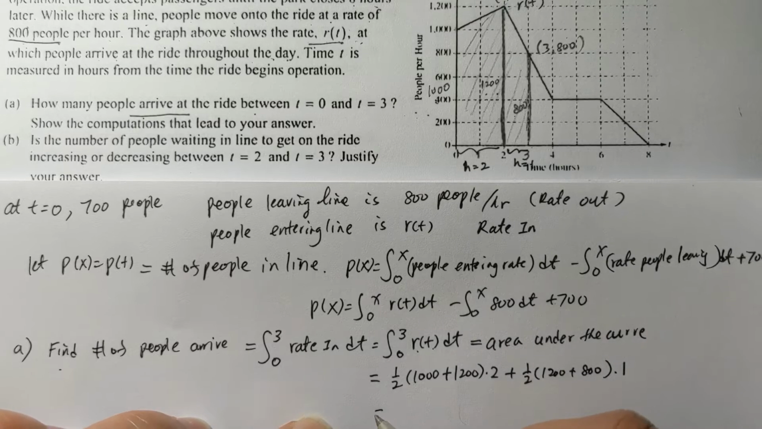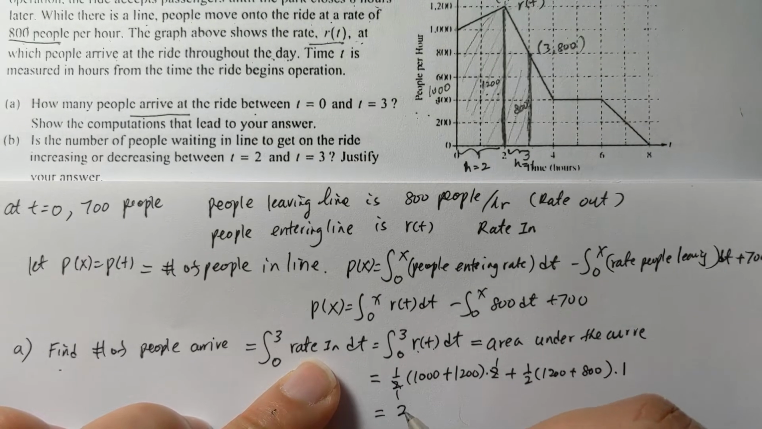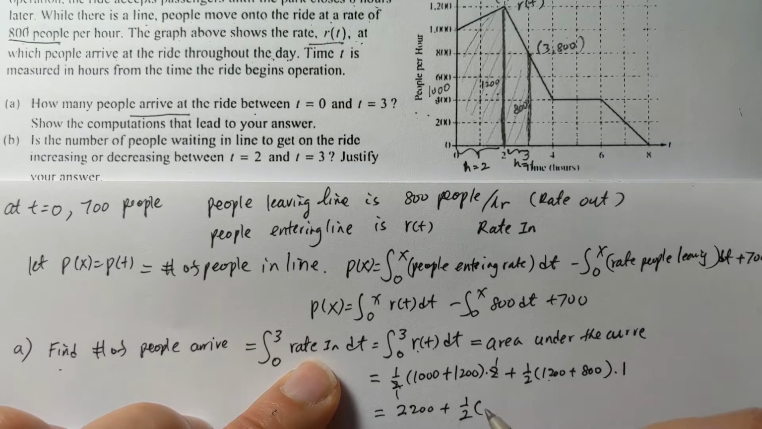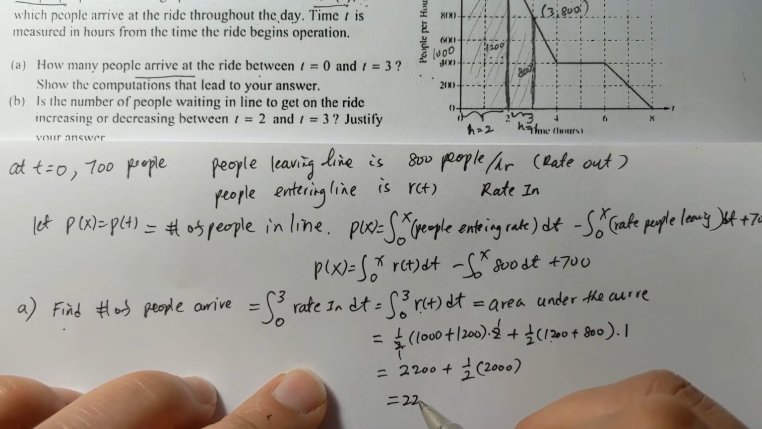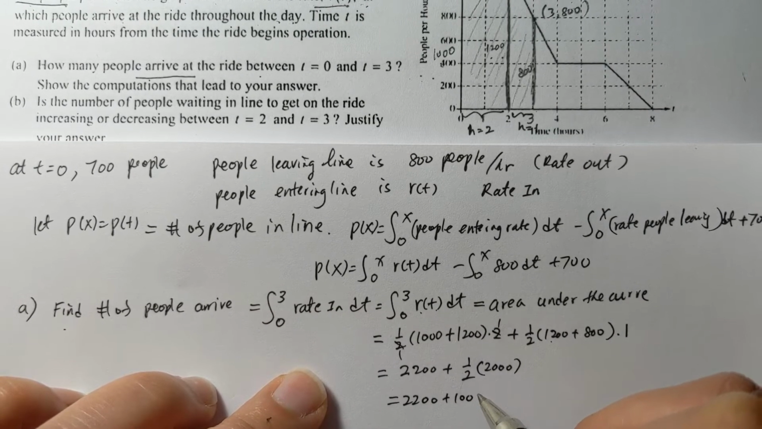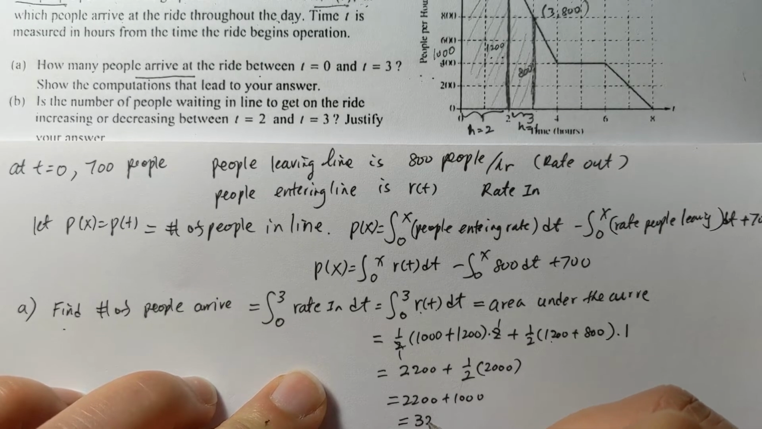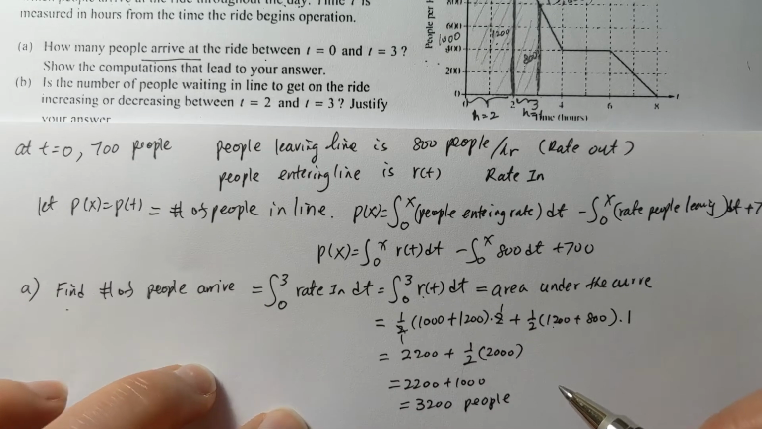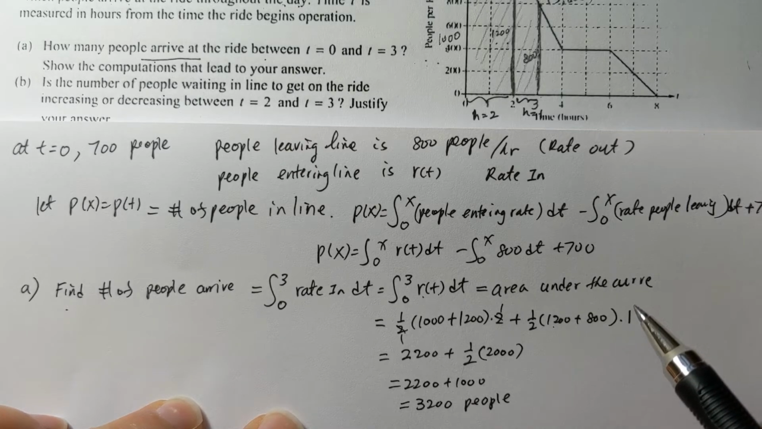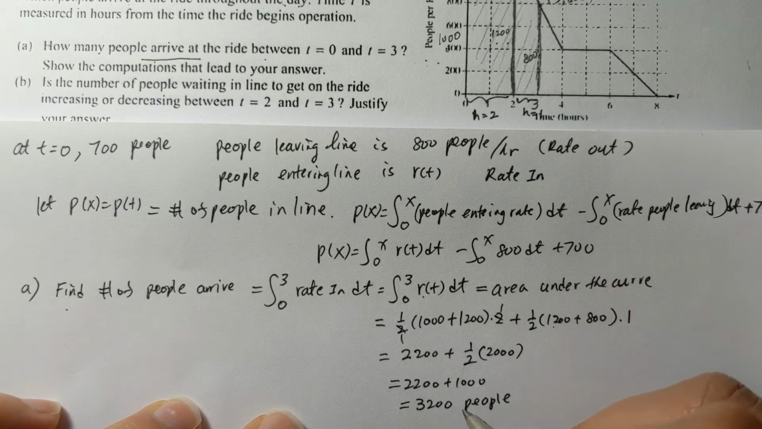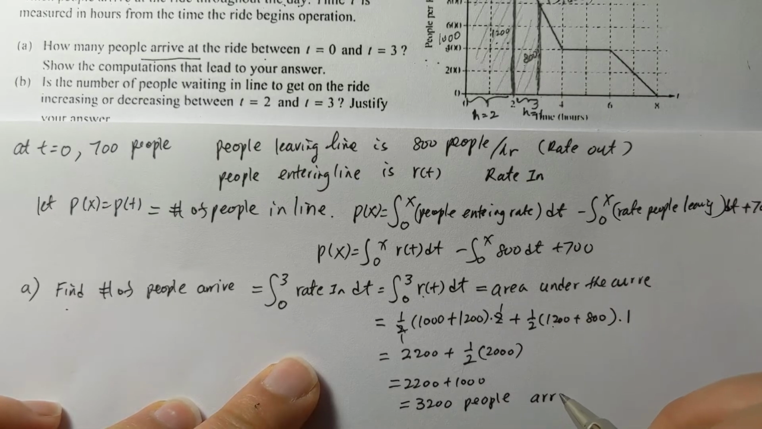Now we're going to calculate. We get 2,200, and then we add this, you got 2,000, and then 2,200 plus 1,000, so we got 3,200 people. So 3,200 people enter the park from 0 to 3. In other words, 3,200 people arrive.